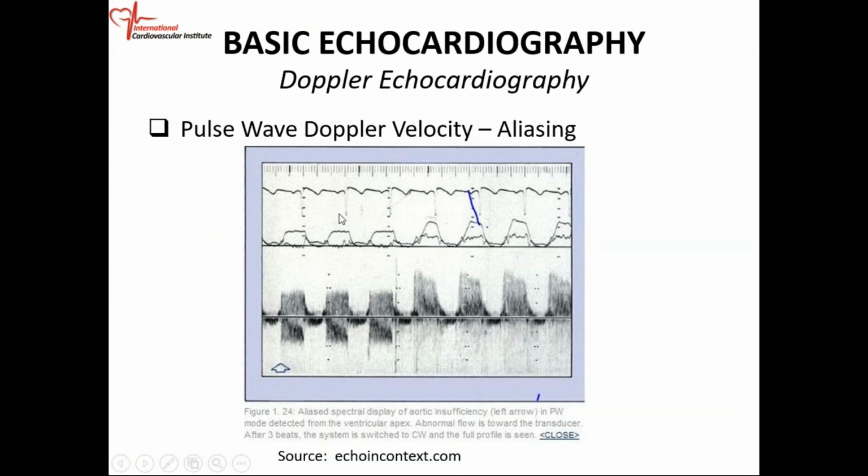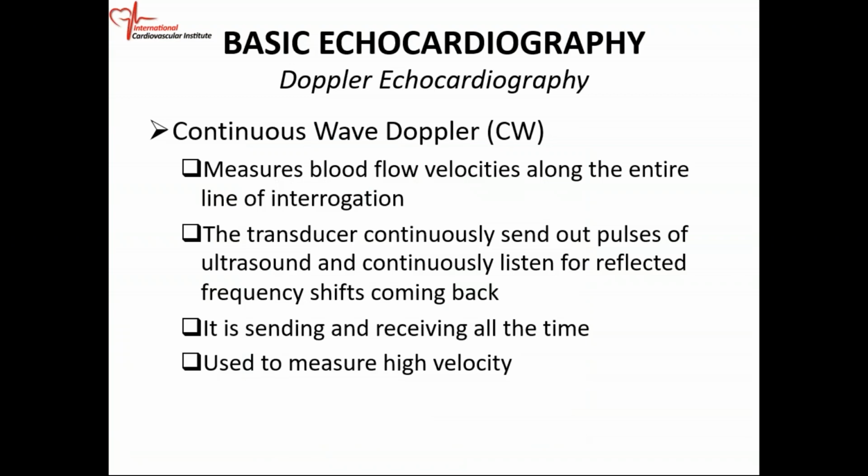If you switch now from your pulse wave to continuous wave Doppler, then it puts everything on top. So when you're measuring high velocity flow, you need to move from pulse wave Doppler to continuous wave Doppler. The limitation of pulse wave Doppler is that it can only measure low velocity flow, 1.5 to 2 meters per second. Anything above that, you have to move on to continuous wave Doppler.